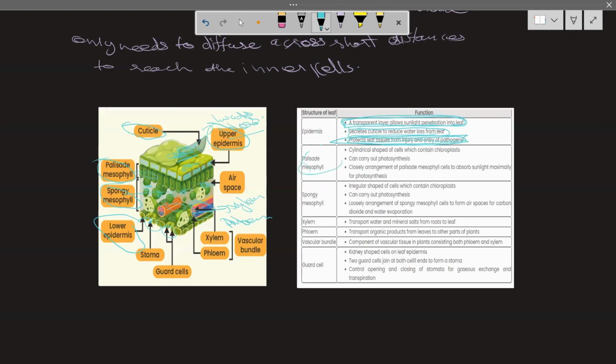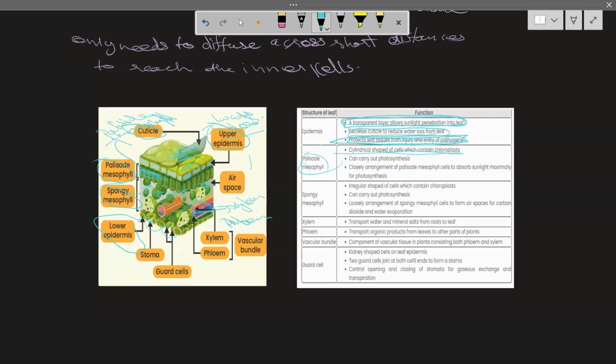So can you see this part? This is called palisade mesophyll. Mesophyll, okay. So what is the function of palisade mesophyll? It is a cylindrical shape of cells which contain chloroplasts.